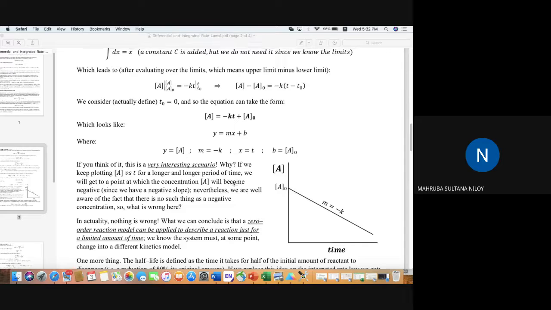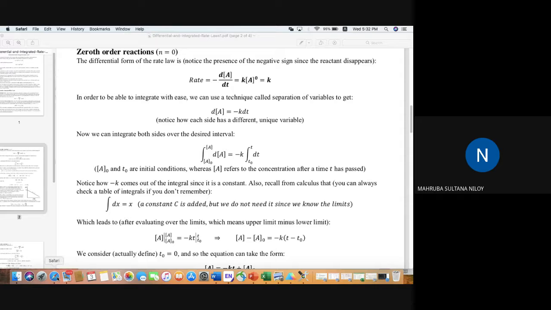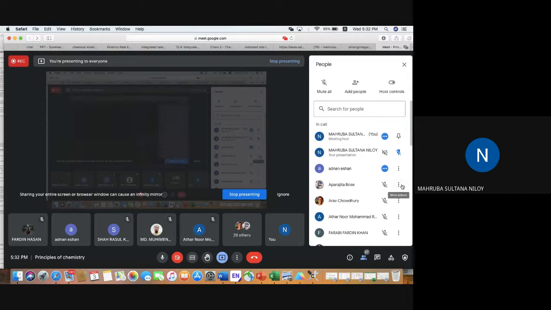Can a new person explain it now? Anyone new? Oporajita Bose, are you hearing me? Oporajita? Arav, are you hearing me? Yes, sir. Okay, so could you please explain this equation?